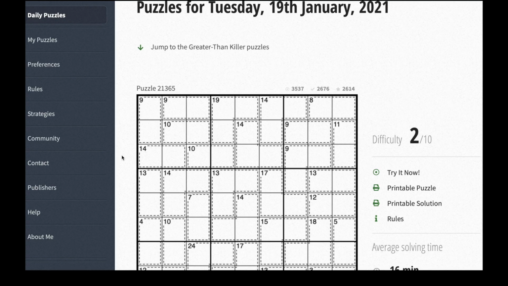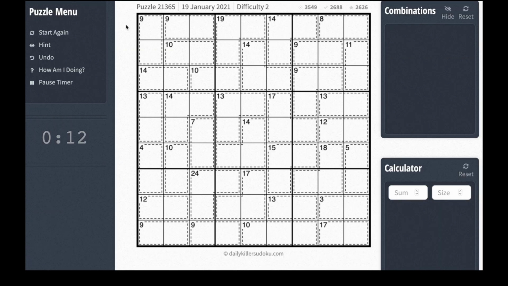Otherwise, let's kick it off. Okay, so let's take a look at this puzzle together. Following the pattern that we've discussed previously, first of all, let's go around and find those gimmies, the cages where the combination can only be one pair of numbers.